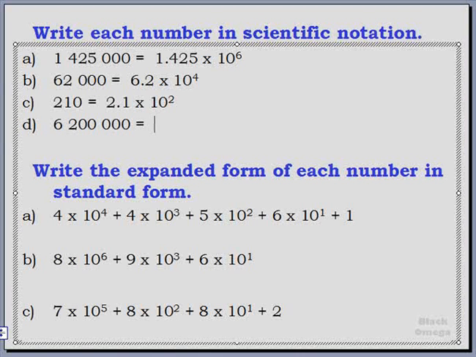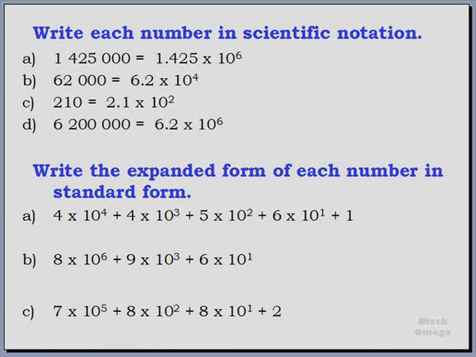One more before we move on to the next question. 6,200,000. So we make our first factor 6.2 because that's between 1 and 10, multiply by our base, once again 10, and the exponent depending on how many times we have to move that decimal. And if you guess 6 times, that's correct. So 6.2 times 10 to the power of 6.